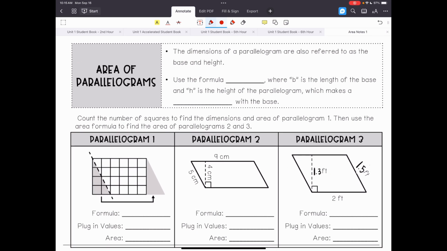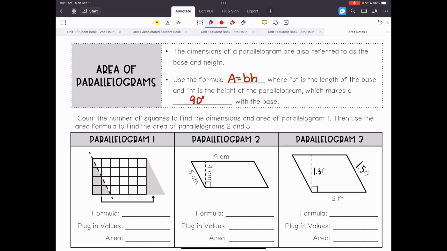So we started off by talking about how parallelograms, a rectangle is a special kind of parallelogram. And so we're going to talk about how the formula is actually the same. The dimensions of a parallelogram are also referred to as the base and the height. And we use the same formula of area equals BH, base times height, where B is the length of the base and H is the height of the parallelogram, which makes a 90-degree angle with its base.